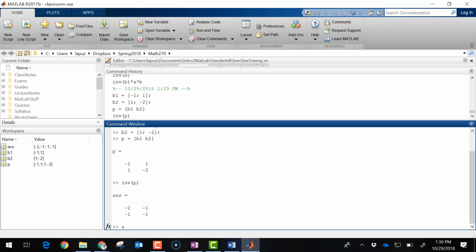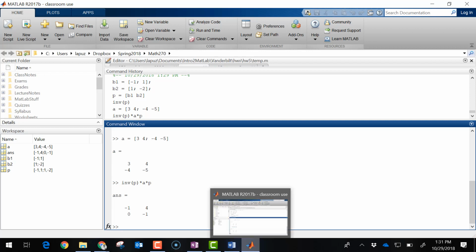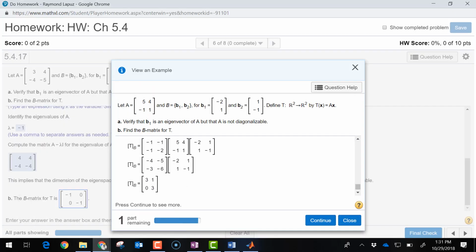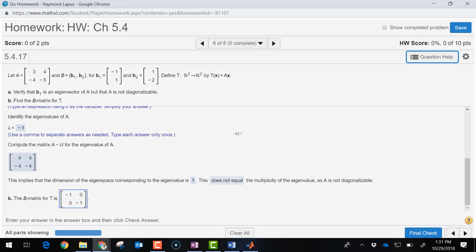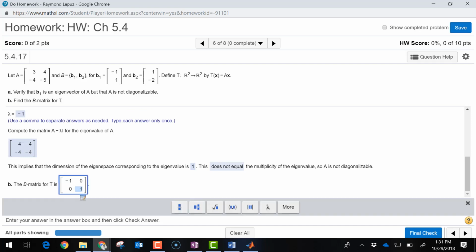And then A, what was A equal to? 3, 4, -4, -5. So if we multiply P inverse times A times P itself, then this should be our B matrix that we're looking for. So -1, 4, 0, -1. What was it again? -1, 4, 0, -1. Oh, this is the final check now, huh?